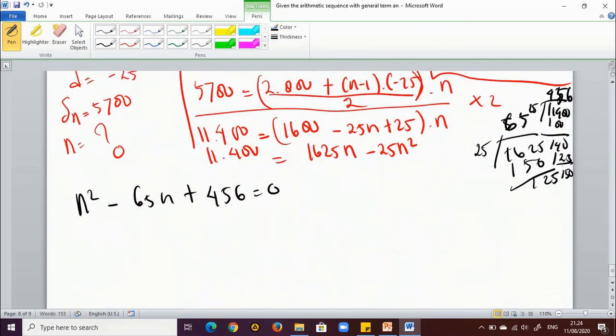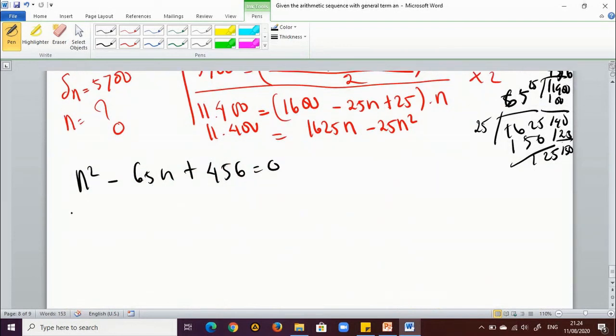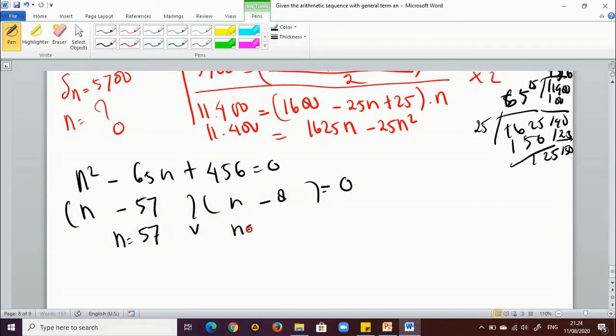Okay, so we need to factorize it to be n minus 57 and n minus 8 equals 0. So from here we have n equals 57, or n equals 8.